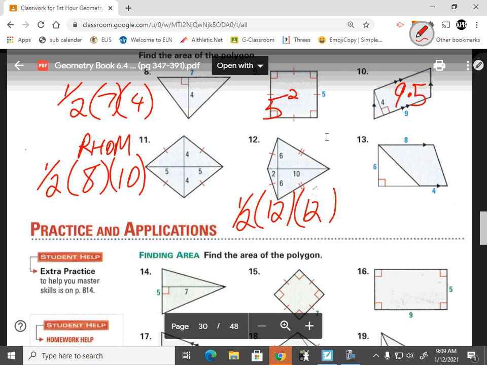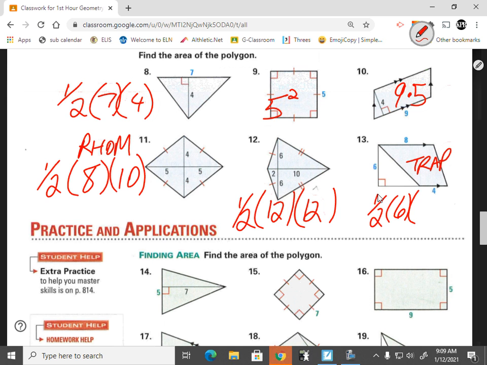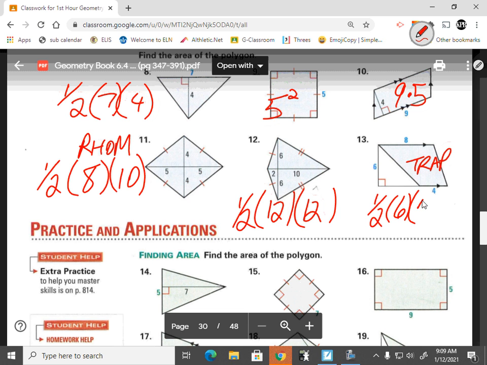Okay, now for the weird one. Number 13. That's a weird looking shape. This dude is a trapezoid. So it's going to be 1/2 the height, base 1, which is small, plus base 2. Okay? Any questions for that?